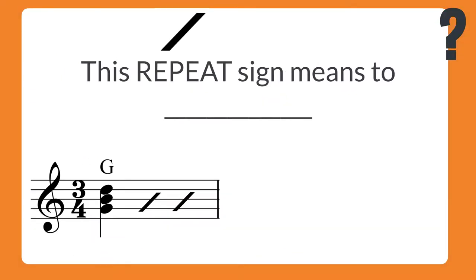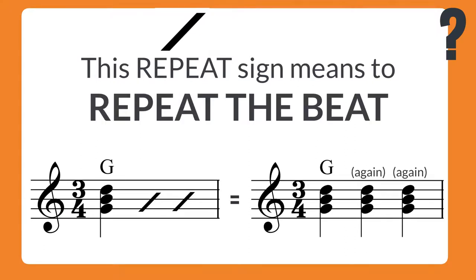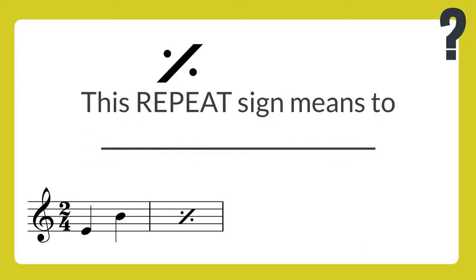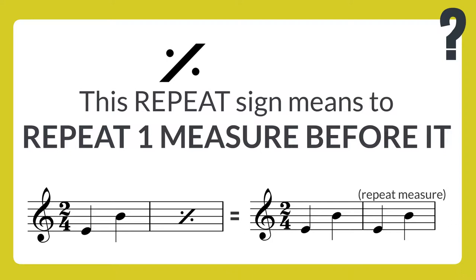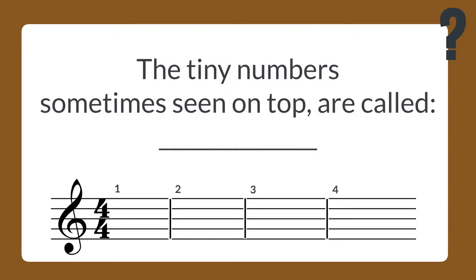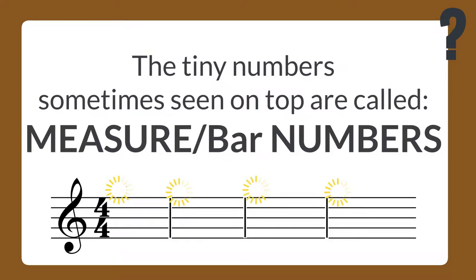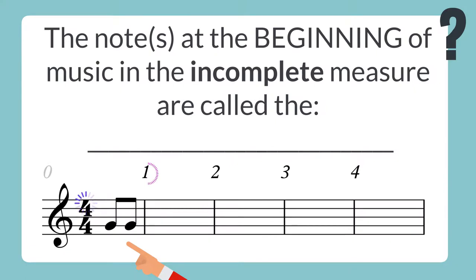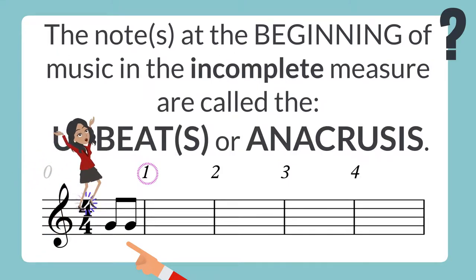This repeat sign means to repeat the beat. This repeat sign means to repeat one measure before it. The tiny numbers sometimes seen on top are called measure or bar numbers. The notes at the beginning of music in the incomplete measure are called the upbeats or anacrusis.